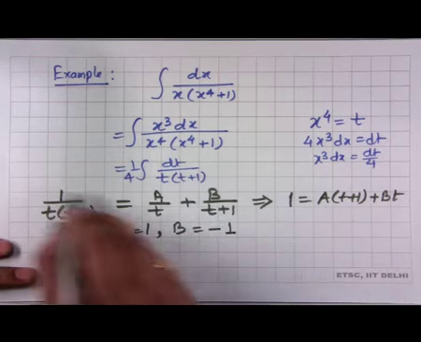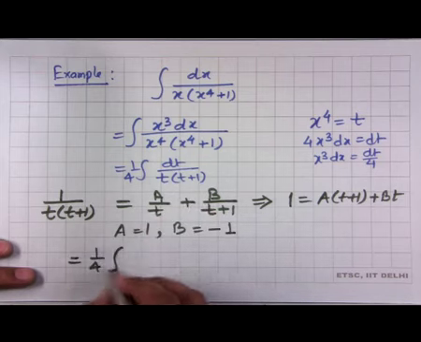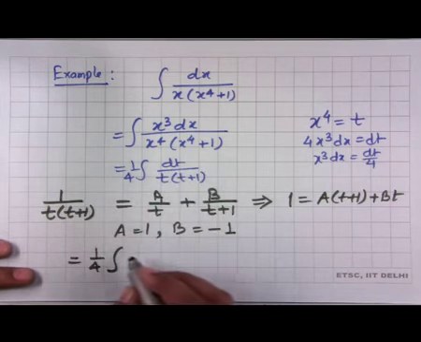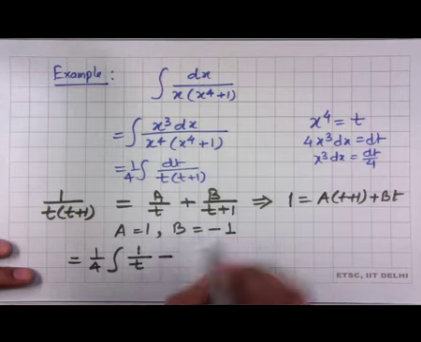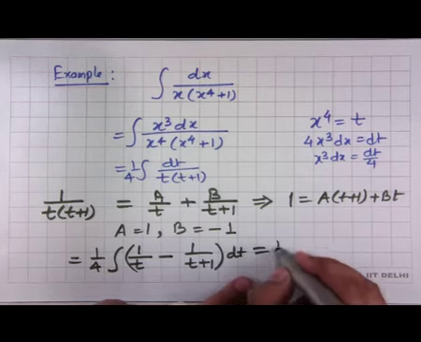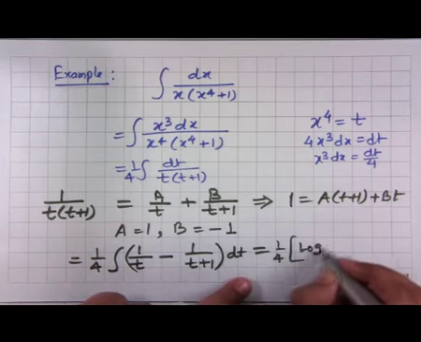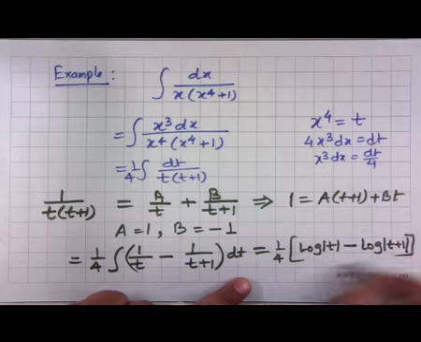So, this integrand can be written as 1 by 4 integral dt over t plus 1, where this number can be replaced by this number a. So, 1 by t, b is minus 1, therefore 1 by t plus 1 dt, which one can see very easily is 1 by 4 times [log of mod t minus log of mod t plus 1] plus constant.